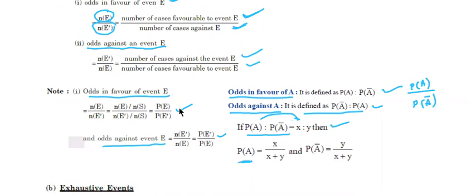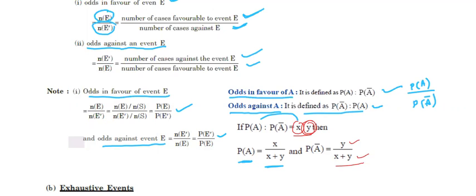P of A means, observe here, X divided by total. X divided by total, X by X plus Y. P of A complement means Y divided by total. Okay students, when P of A is to P of A complement is given, how to find P of A and P of A complement, you already know very well. P of A means X by total, P of A complement means Y by total. Total means X plus Y.